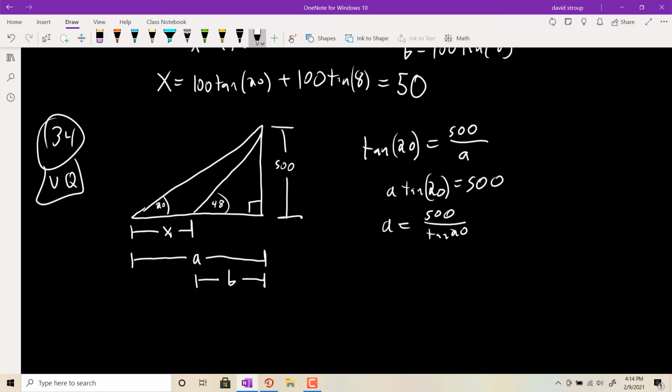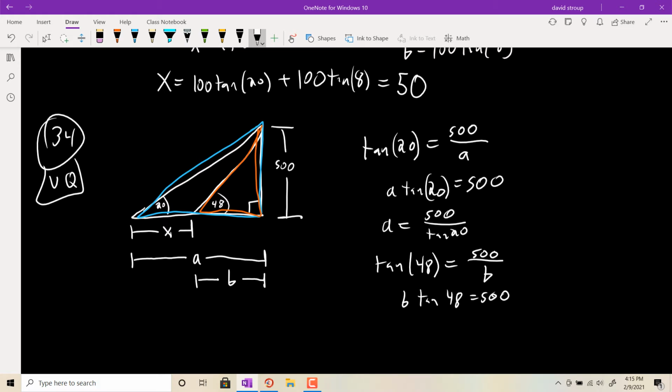Then do the same thing for B, using the smaller triangle. For the first part, I used this blue triangle, and for the second part, I'm going to use this smaller red triangle. For the red triangle, tan of 48 degrees must equal opposite, 500, all over adjacent, which I just called B. Again, you can solve for B: multiply both sides by B, you get B tan 48 equals 500, and then divide both sides by tan 48.